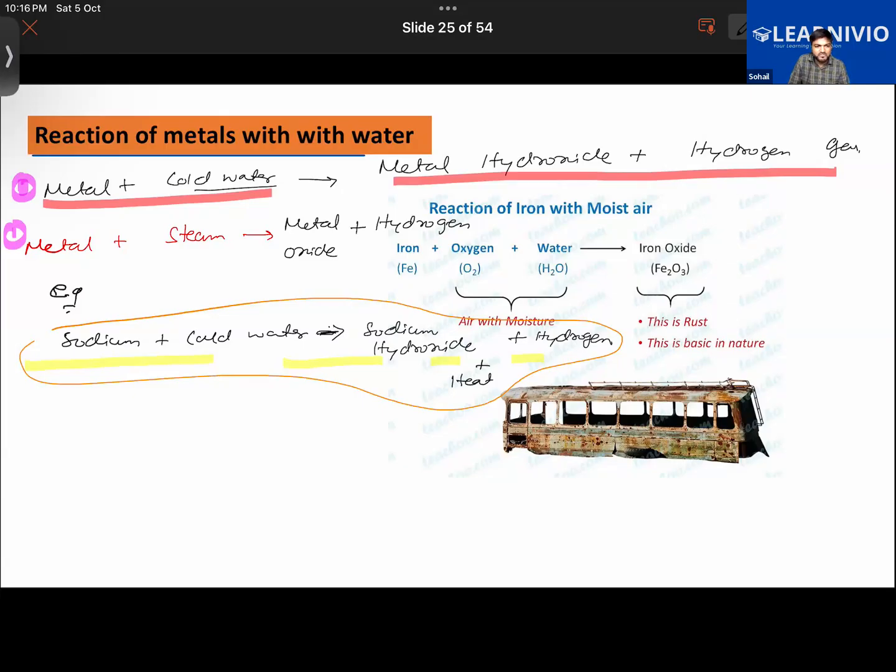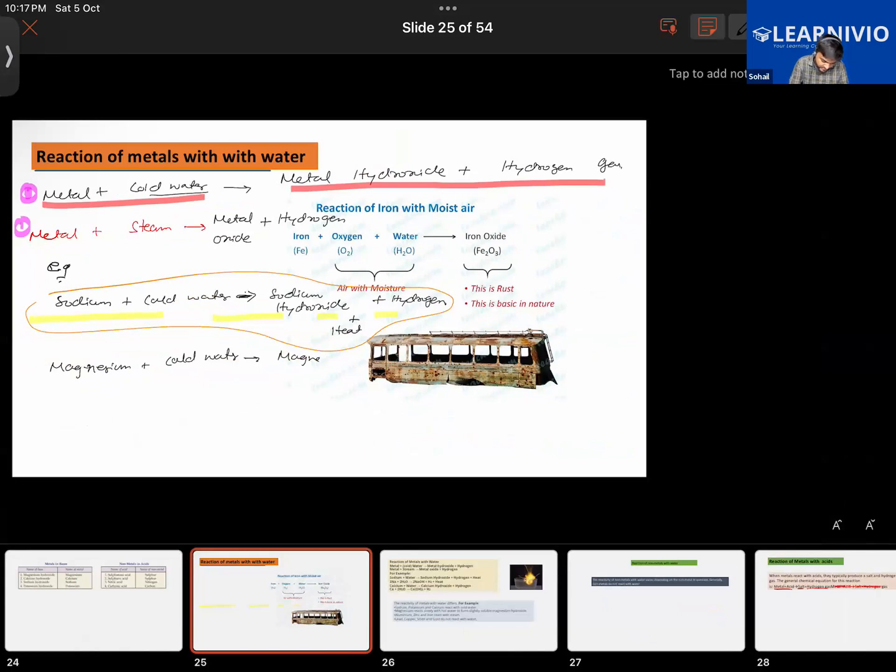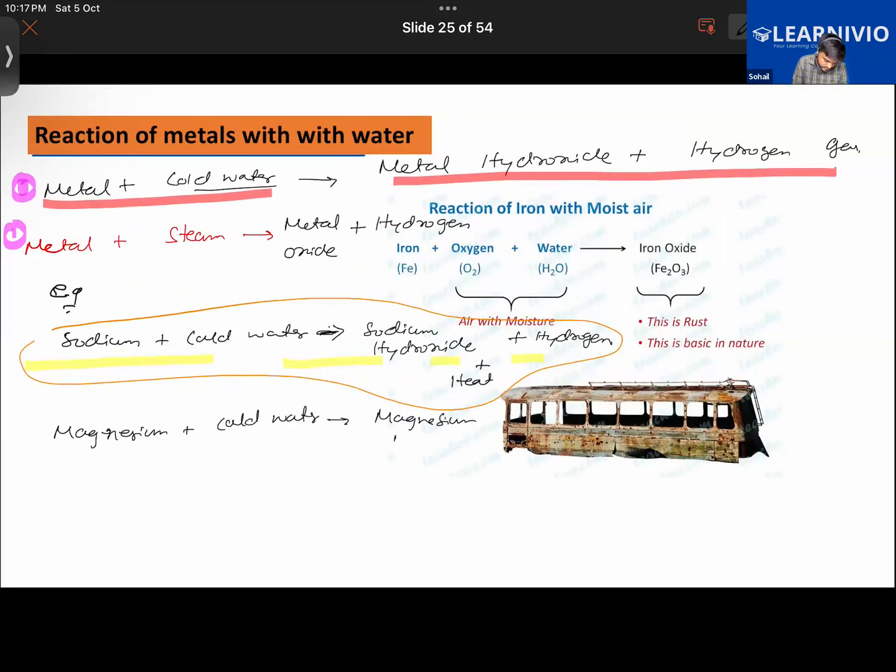Now let us take the example of magnesium. That can also react with cold water, and in this, magnesium hydroxide will be given. Hydroxide plus hydrogen will be released in this also. But this reaction is not going to give too much heat, so we are not going to add heat in this. Okay, that is one thing.